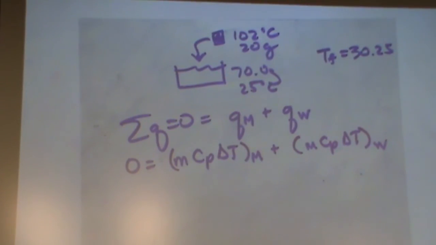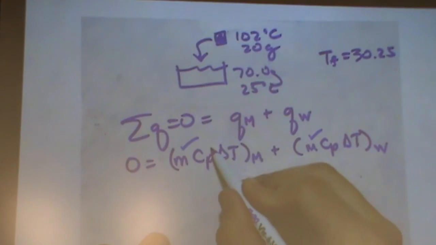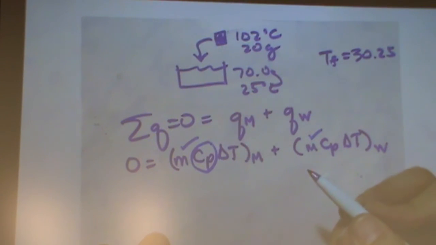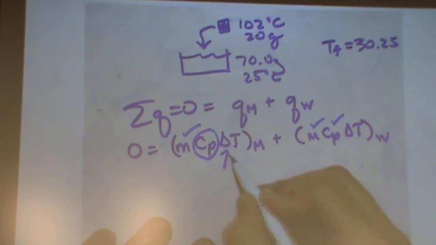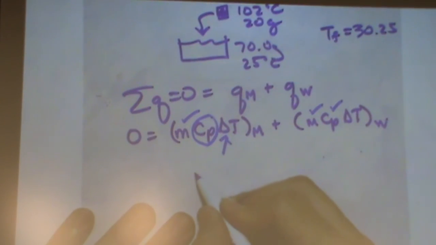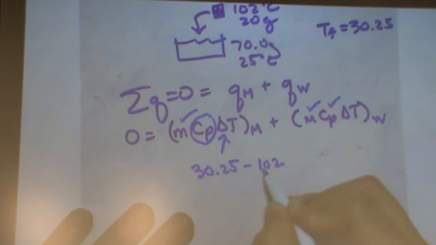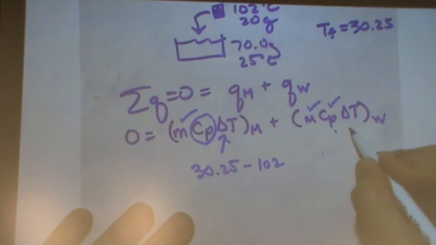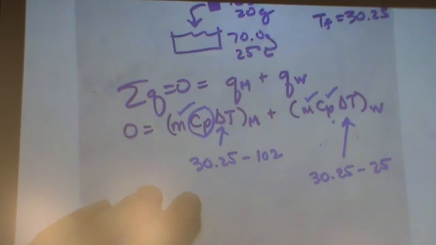So let's see what we know. The mass of the water is given, the mass of the substance is given. We want to know Cp. The Cp of water is on the back of the exam. Delta T for the new material is going to be 30.25, that's T final minus 102. And for the water, it's going to be 30.25, same final temperature, initial temperature is 25. Can you solve it from there?